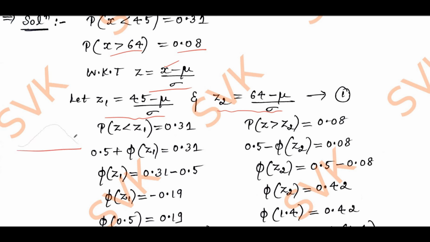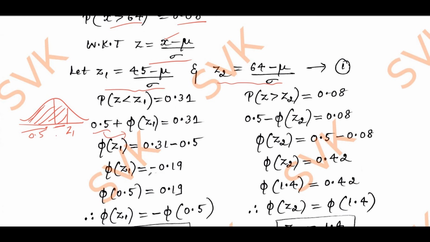You need to know the normal distribution curve. So probability of z less than z1, as we have positive values, we need the area of this part. This region is 0.5, and this region, about z equal to 0, is just phi of z1, the area of z1. So 0.5 plus phi of z1 is equal to 0.31. So phi of z1, if I shift this term to the right hand side, will be minus 0.19. So I need to find the value of 0.19.